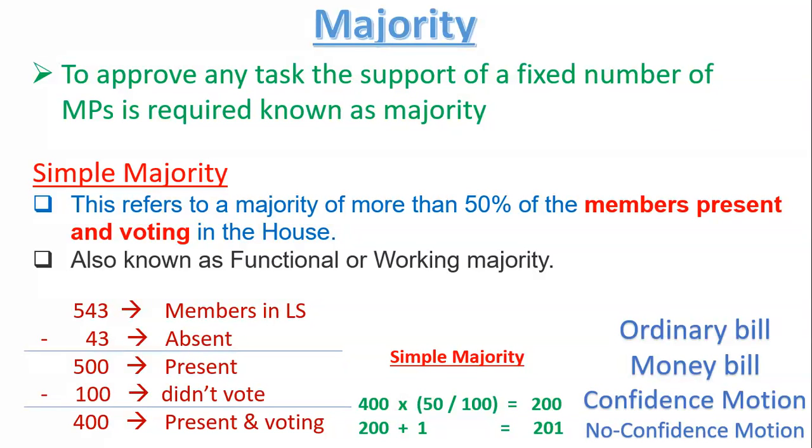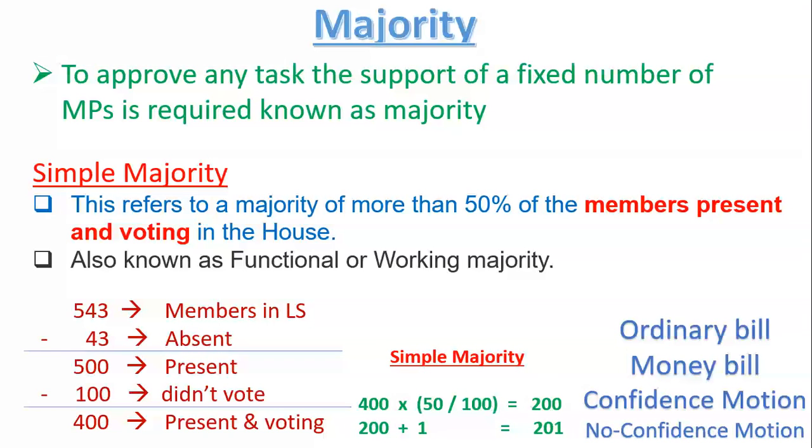Okay, so what is simple majority? Simple majority means more than 50% of the members present and voting. For example, 400 people were present and voting and the 50% of 400 is 200. So now we will add 1. Why? Because we need more than 50%. Listen to my words carefully. 200 is only 50%. And for majority, we need more than 50%. So we will add 1, so the strength will become 201. So when a bill is supported by 201 members or more than that, then the bill will be called passed. So this is known as simple majority.